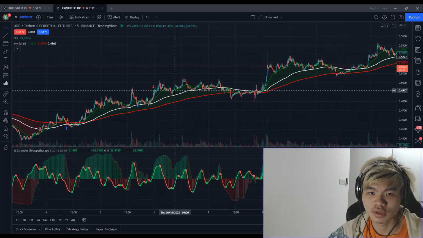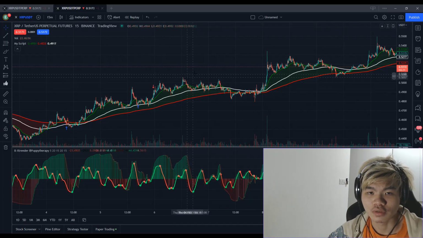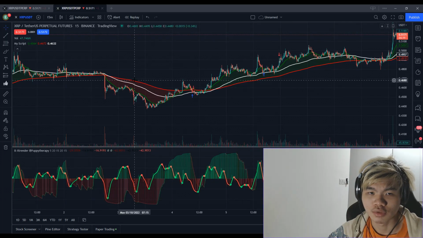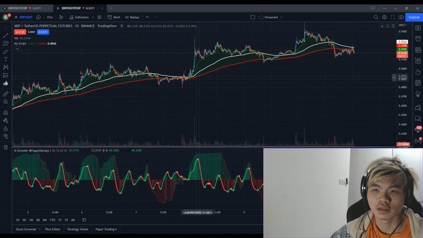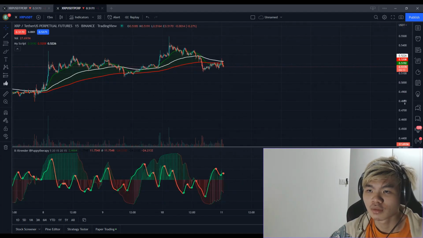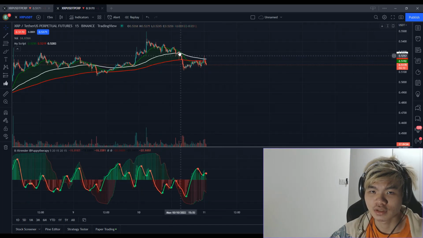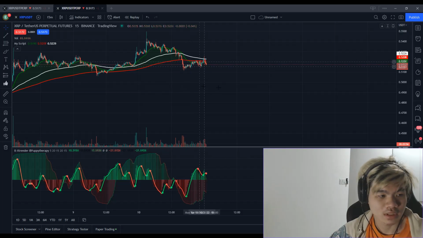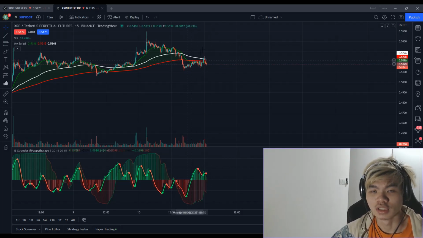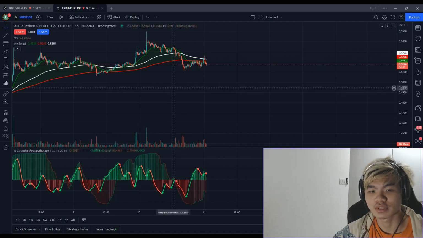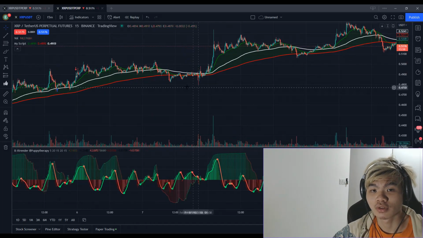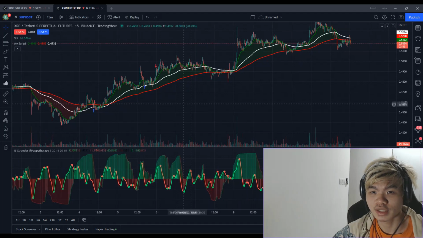If you're looking at green, white, red, then you're looking for a long. If you're looking at red, white, green, you're looking for a short. So in this scenario, like currently in the market, we see that it's indecisive. It's green here, then white, then red. So this means that we don't want to enter a position here, and we don't want to look for a trade here, because usually this doesn't work that well on ranging markets. It works really well on trending markets.